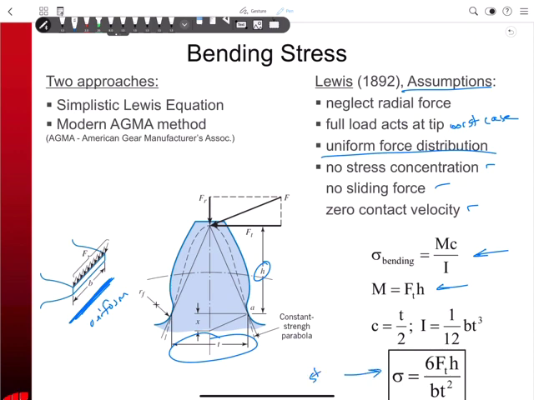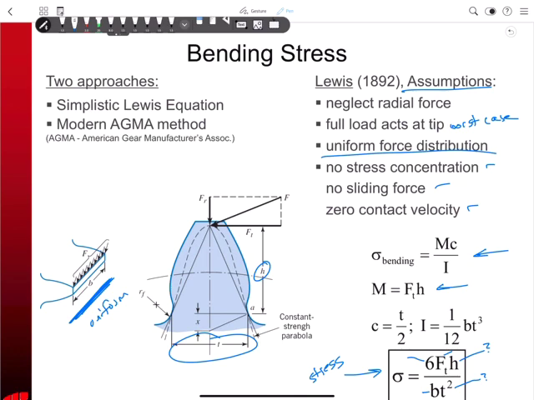Sigma, stress, right? So the 6, it comes out of the algebra, the tangential force, we know that. H, we don't really know the H. We also don't really know the T, right, which is the thickness of the tooth at the base. We do know the face width, so we know that, but we don't know these other two things because they depend very largely on these subtle gear geometry things, right?